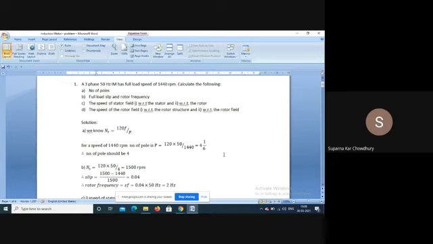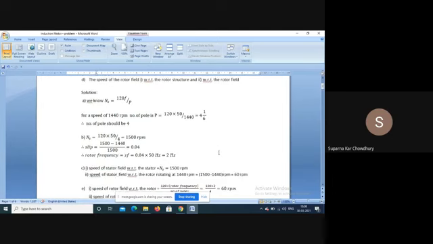So corresponding slip will be synchronous speed minus the rotor speed divided by the synchronous speed. So this is 0.04. So rotor frequency, we know this is slip into supply frequency, sf. So that will be 2 Hz. So you can see that the rotor frequency under running condition is very small. That's why we neglect the rotor core loss.